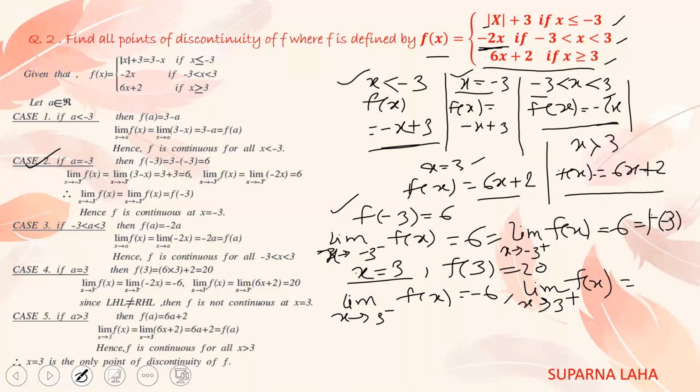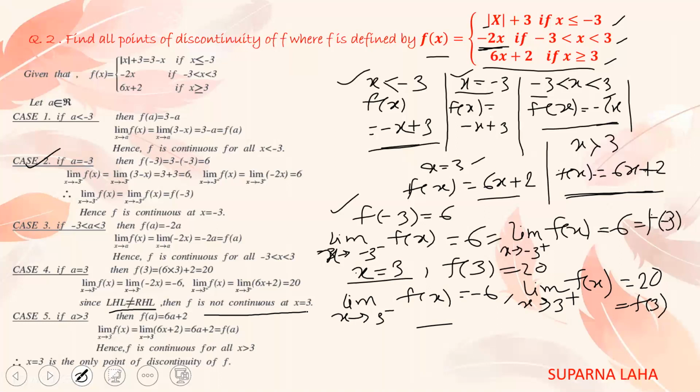For x greater than 3, the function will take this value, that means the value is 20, which is equal to f of 3. But the left hand limit and right hand limit are not equal. Hence the function is not continuous at x equals 3.